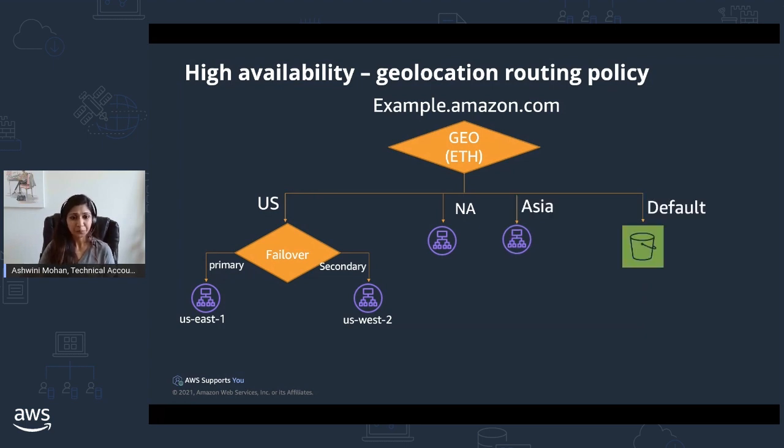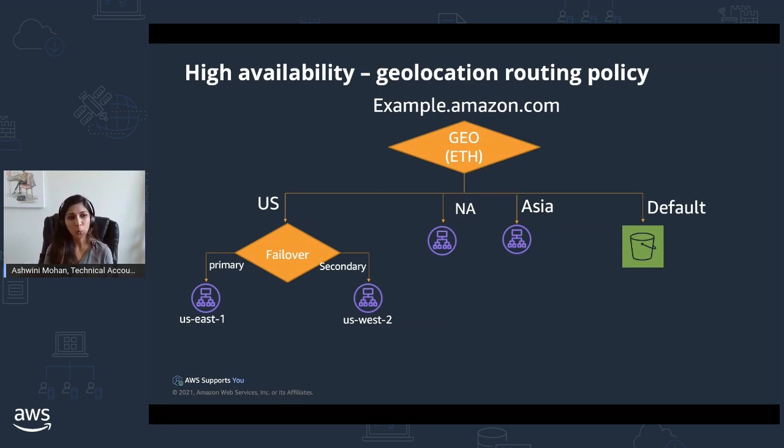So consider the user is trying to resolve the domain name example.amazon.com from Texas. Provided both the primary and the secondary health checks are in a healthy status, it will resolve to the primary record set. But if the primary record set is unhealthy, it obviously will go to the secondary record set.